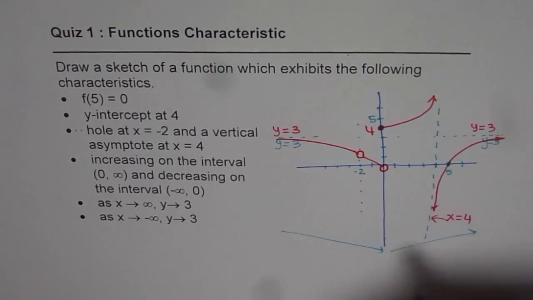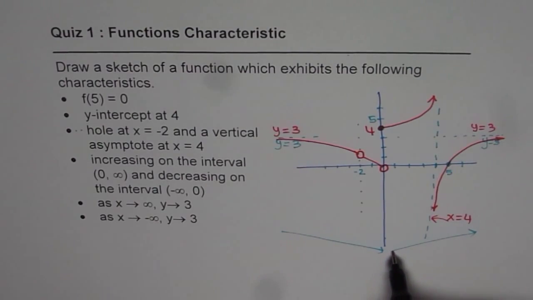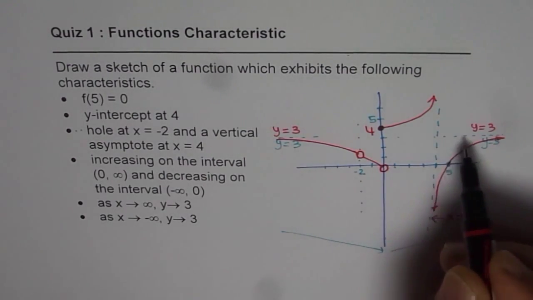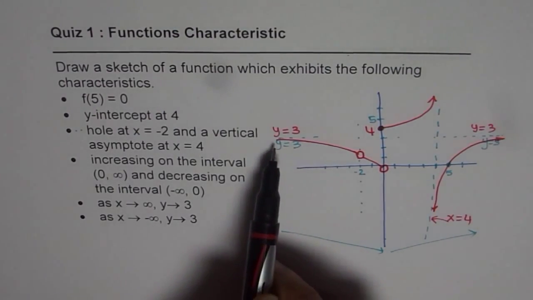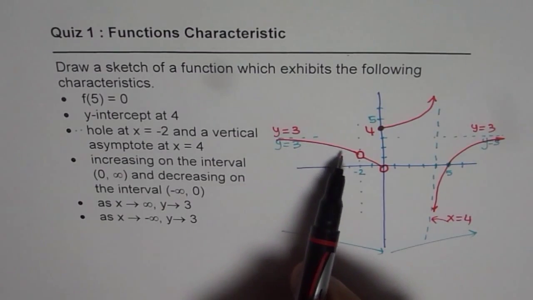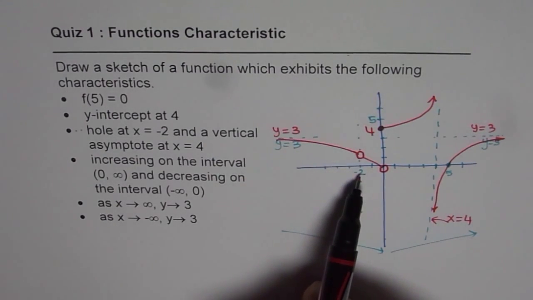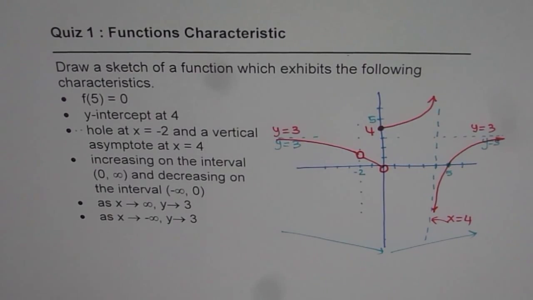This is my final graph in red ink, and it is increasing from 0 to infinity. See, it is increasing, right? It is decreasing when you move from minus infinity to 0 with a hole at minus 2. So that is how we can sketch a function which meets the criteria. I hope you understand and appreciate. And before you sketch, the most important part is that you make your guidelines, which will help you to sketch a graph accurately.